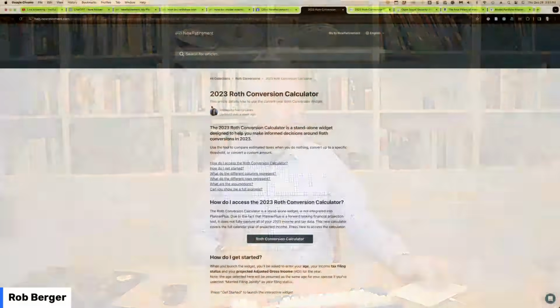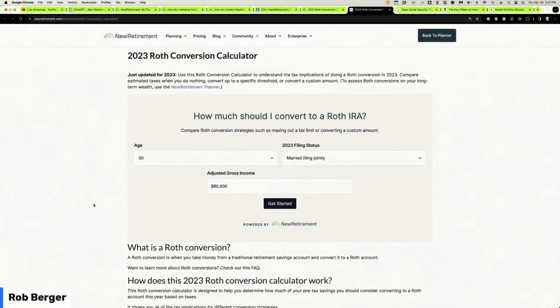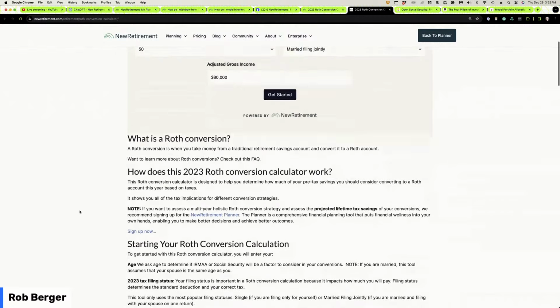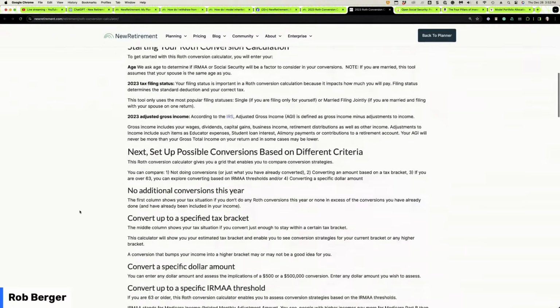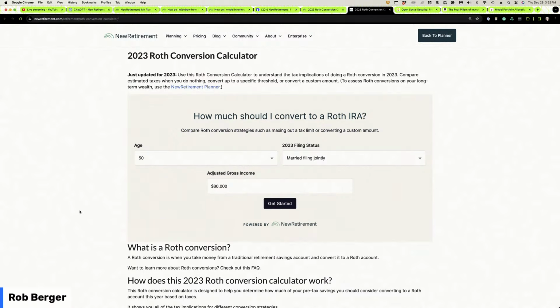They did have an article on the 2023 Roth conversion calculator. If you Google that for New Retirement, you'll find it. And of course, we're running out of time. Today's December 28th, the market. So maybe for some of you that want to rush to get a Roth conversion in now, there's a tool that allows you to get an idea of what that conversion might be. I will tell you though, this tool is not connected to the planner at all. It's a standalone tool just for 2023, which, as I say, it's Thursday. So I guess you have till tomorrow.